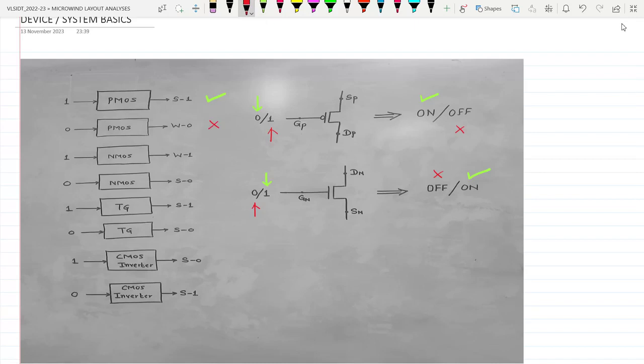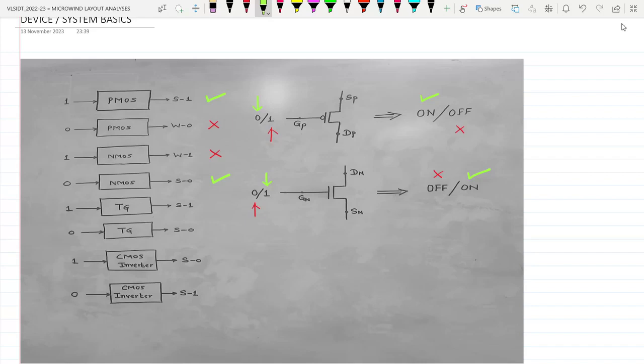If I apply a logic 1 to the drain of NMOS, I obtain a weak 1, which is not acceptable. While if I apply a logic 0 at the drain of NMOS, I obtain a strong 0, which is acceptable.